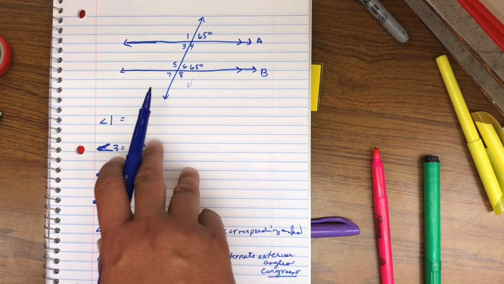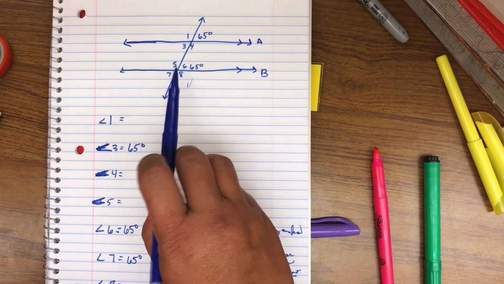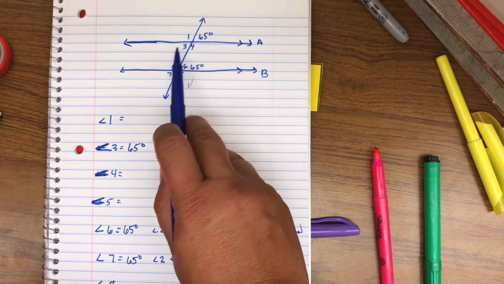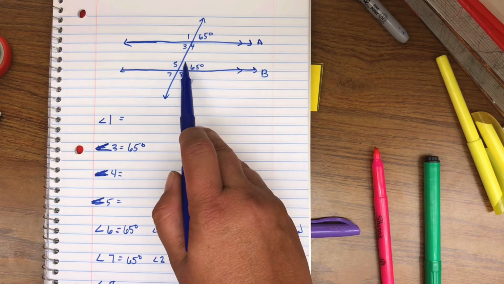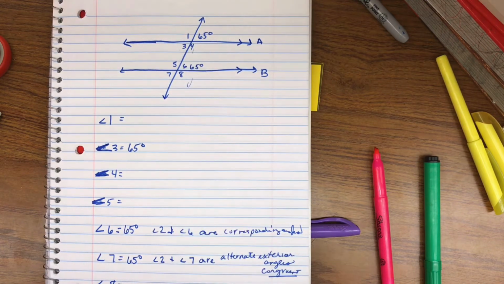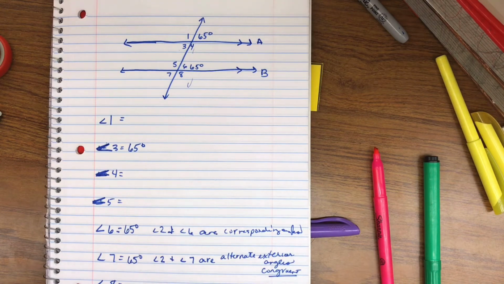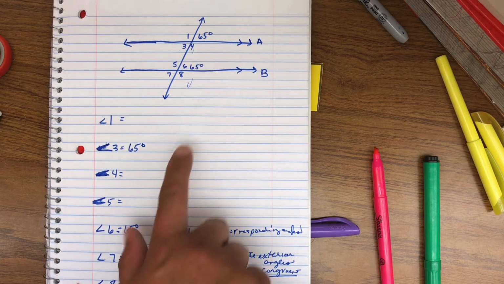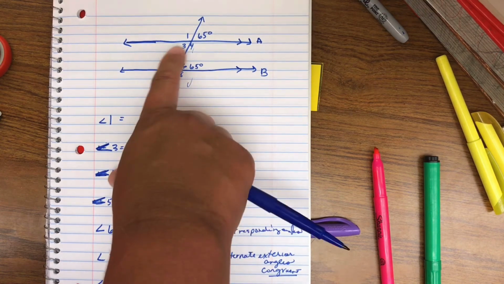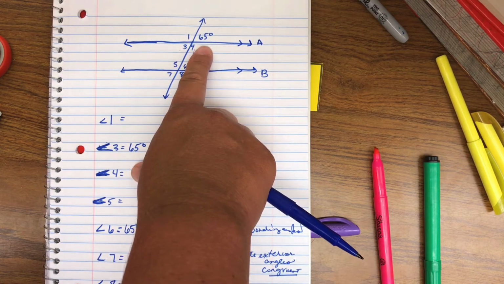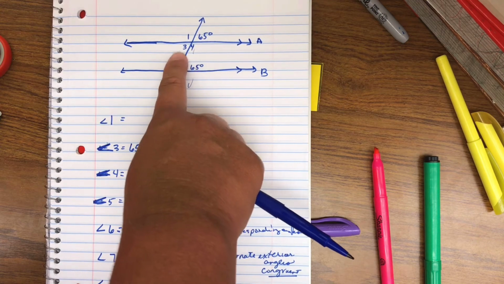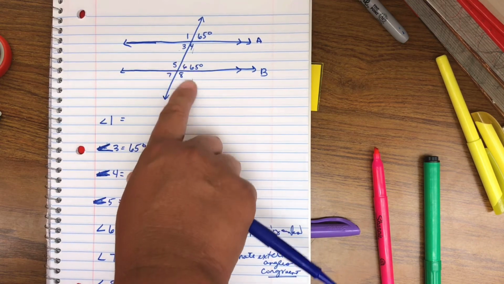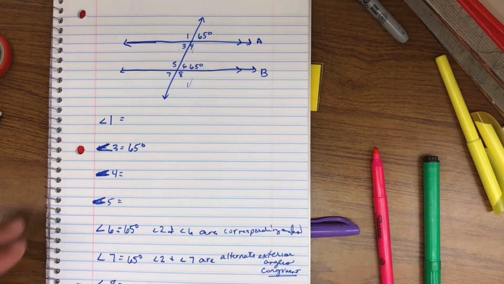Why is angle 3 65? If you already know about vertical angles, which you're going to talk about, this is a vertical angle. These two are vertical angles. These two are vertical angles. That can help you answer that. But if you didn't know that, angle 6 is congruent to angle 2 because they're corresponding. And angle 3 is congruent to angle 6 because they're alternate interior angles.